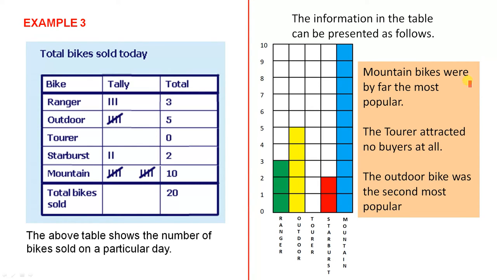There are the numbers, and there are the respective columns. And this is some of the information that we can gain from the graph and the table. Mountain bikes were by far the most popular. I say by far because that is so much longer, so much taller than these columns here. The Tourer attracted no buyers at all. You can see here there's no column. The outdoor bike was the second most popular, and that's because that's here, because that's the highest, and that's the second highest.